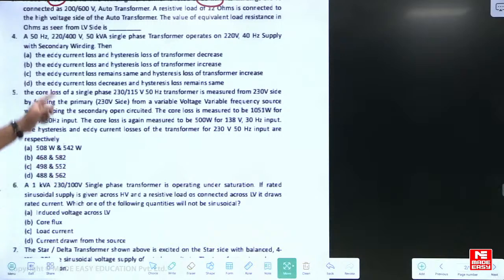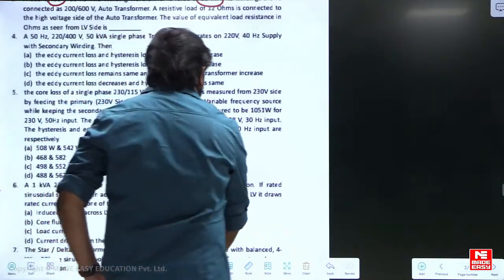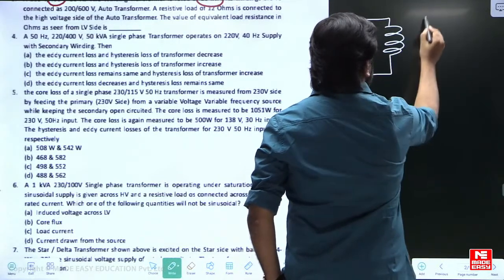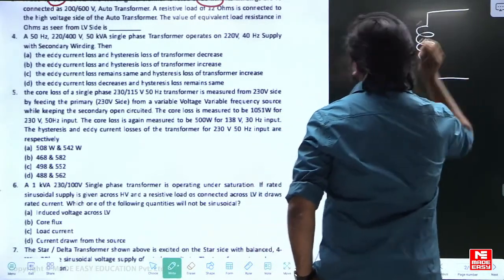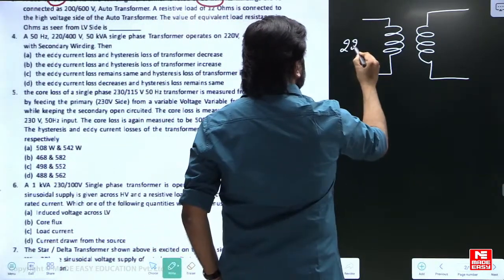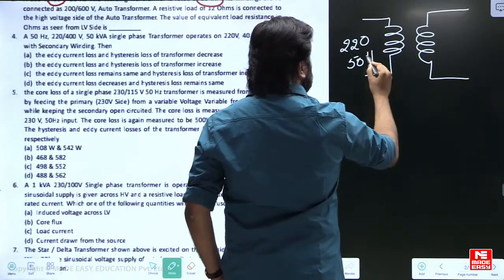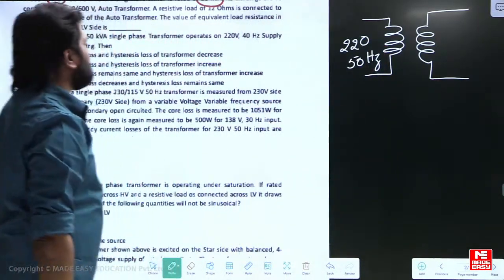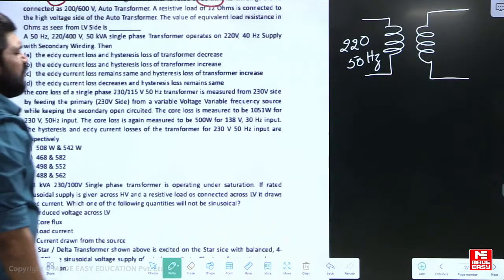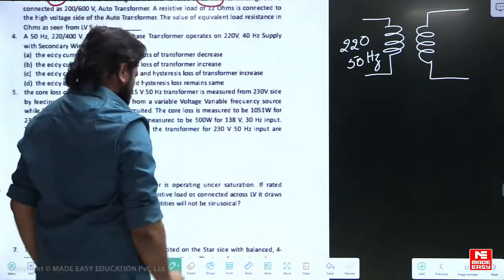Next question. A 50 Hz, 220 by 400 volt, 50 kVA single phase transformer operates on a 220 volt, 40 Hz supply with the secondary winding. This is the basic transformer rating, 220 volt on the primary side, 50 kVA, 50 Hz. Now it is operating on 220 volt, 40 Hz.